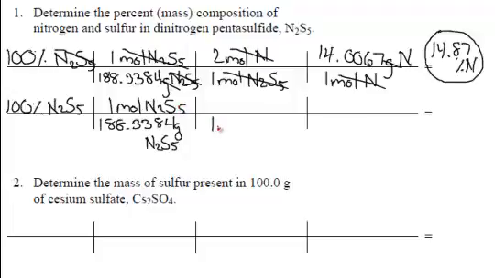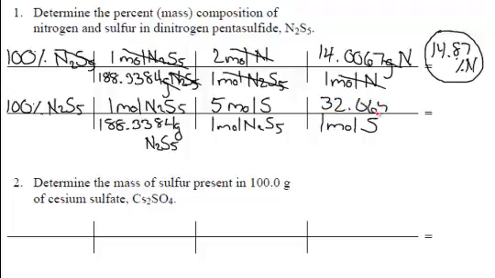And if we look at 1 mole of N2S5, we have 5 moles of sulfur. For every 1 mole of sulfur, we'd get 32.065 grams of sulfur. And that comes right off the periodic table. Canceled here, here, here, here, here. Pesky gram unit is gone. We work out all of the math and get 85.13% that is sulfur.